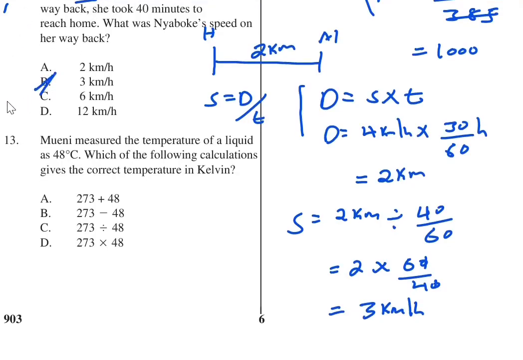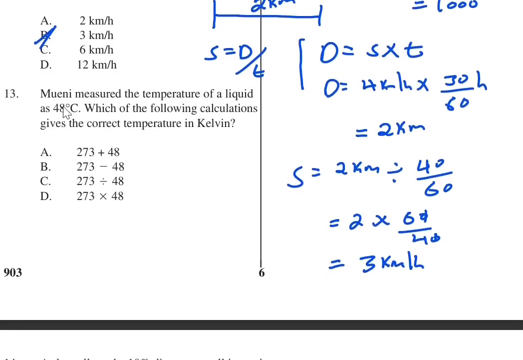We continue to number 13. Mweni measured the temperature of a liquid as 48 degrees Celsius. Which of the following calculations gives the correct temperature in Kelvin? Anytime you're changing degrees Celsius to the SI unit of temperature, which is Kelvin, remember we add 273. And to change back, it is vice versa, so when we add, we subtract. So to change, it is 48 plus 273 or 273 plus 48. So it is not B, not dividing, not multiplying, and therefore the answer is A.